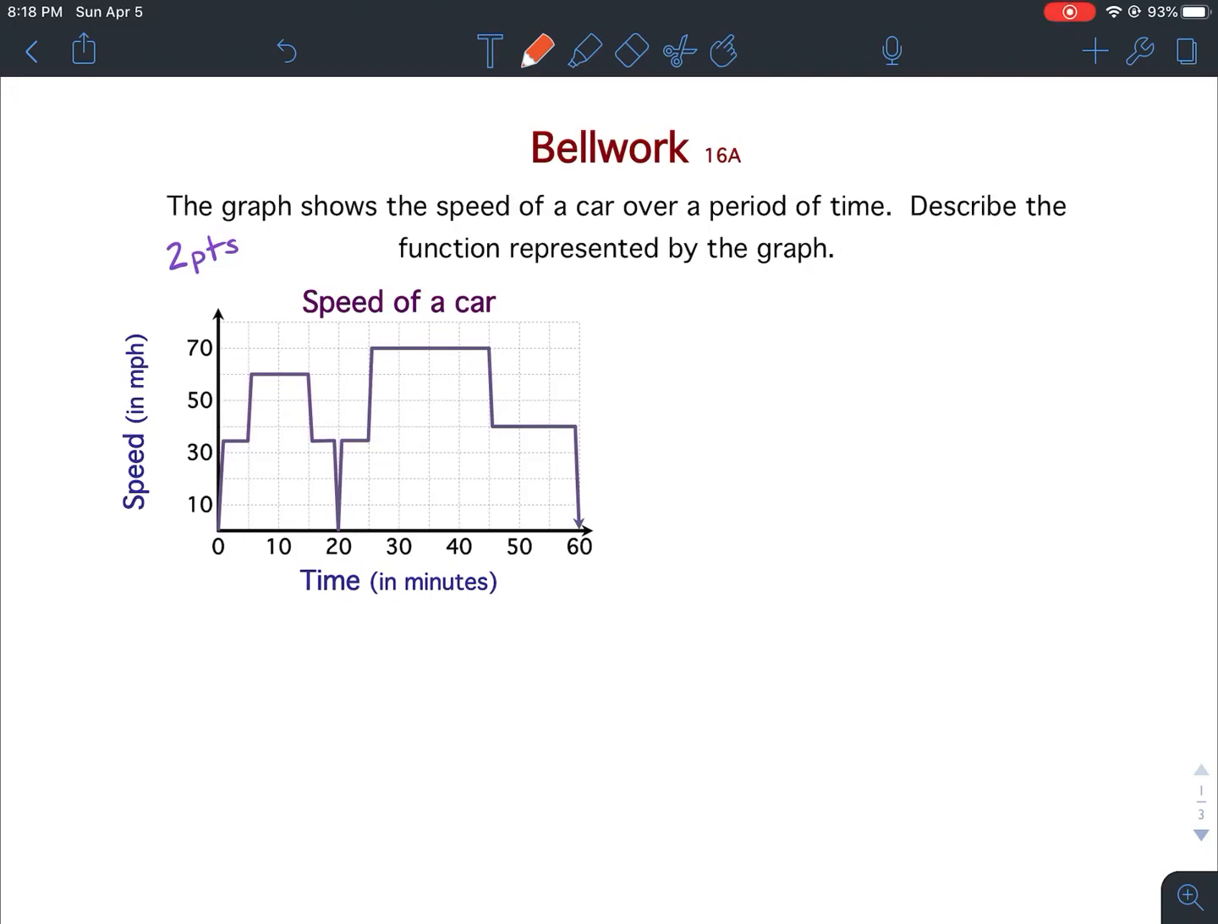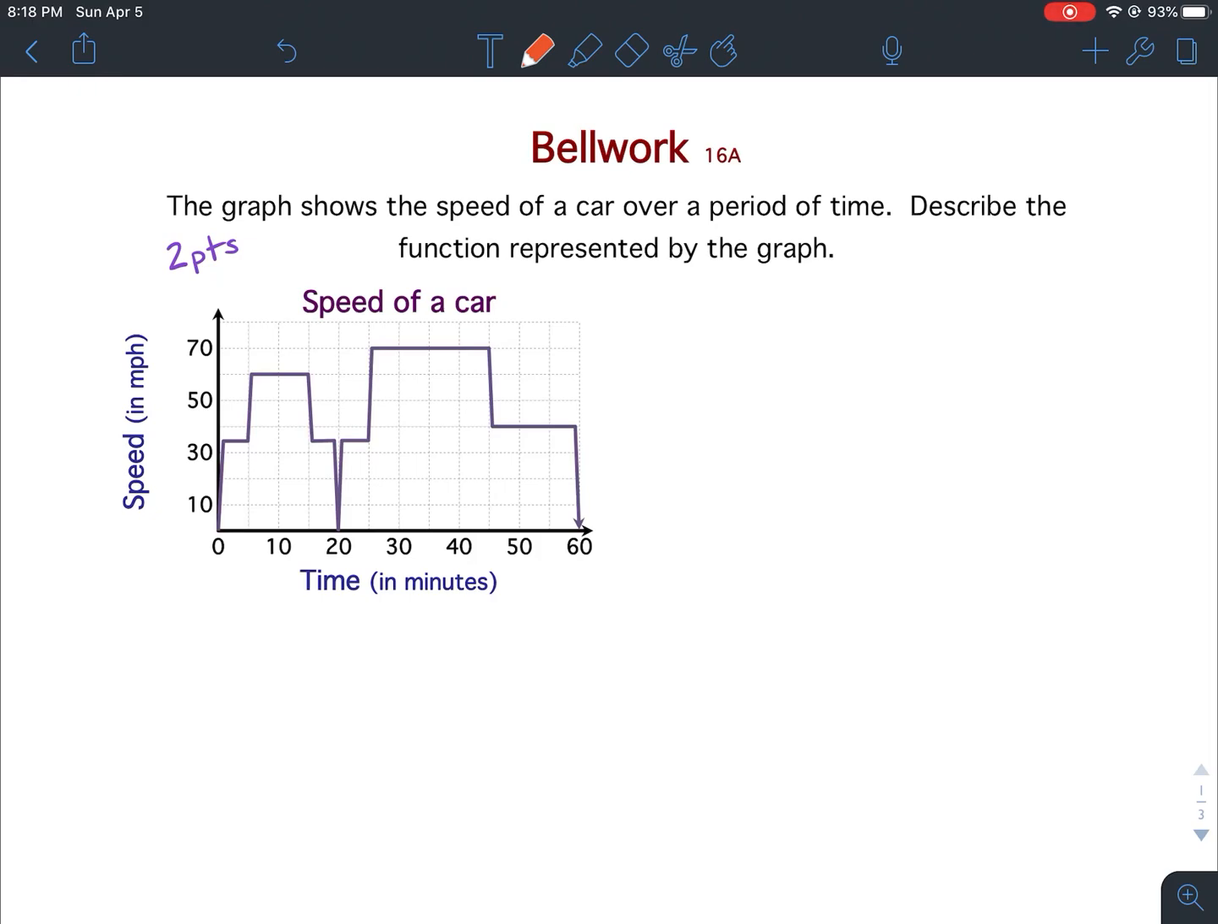Bellwork 16a. The graph shows the speed of a car over a period of time. Describe the function represented by the graph. There's actually a lot of writing to this problem, and I'm going to be giving you all of that information in a moment. I want you to look at the graph and let's discuss the graph before I give you that information for you to write down.